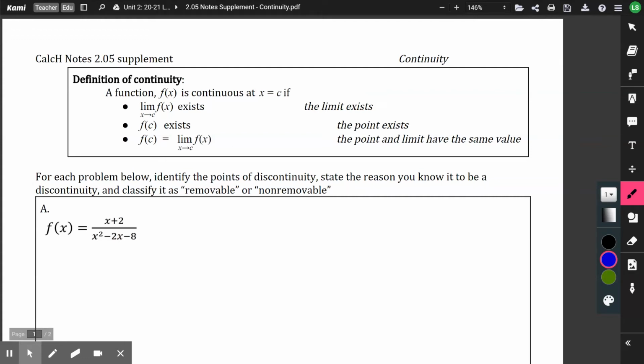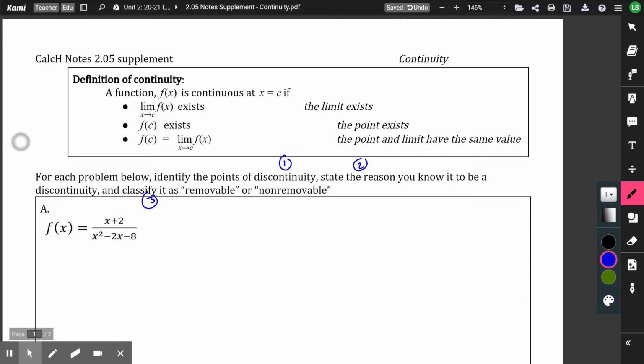For each of these problems, we're going to identify the points of discontinuity. We're going to state the reason that we know that that particular value is a discontinuity. And we're also going to classify the discontinuity as either removable or non-removable.